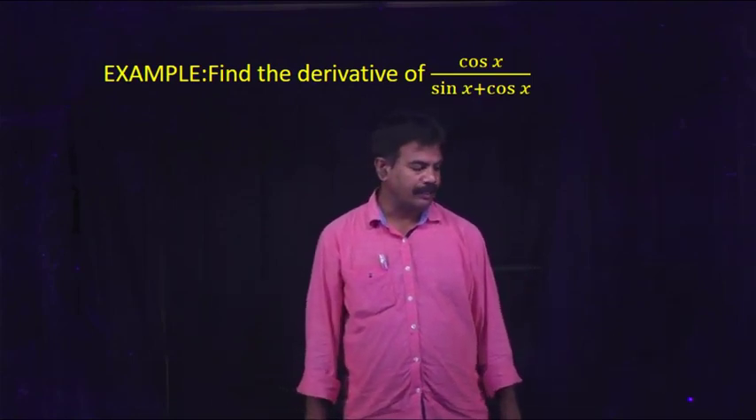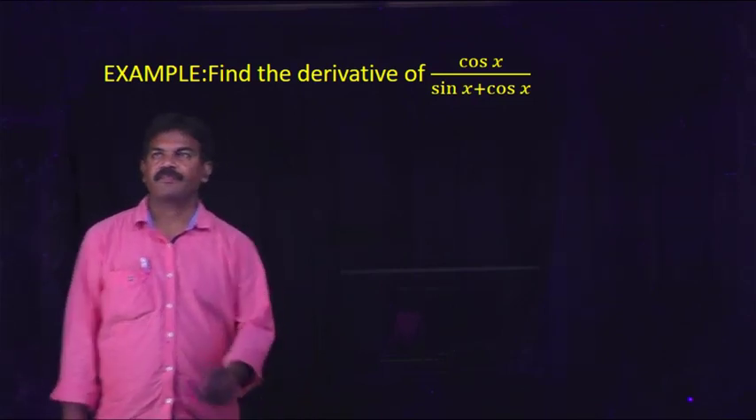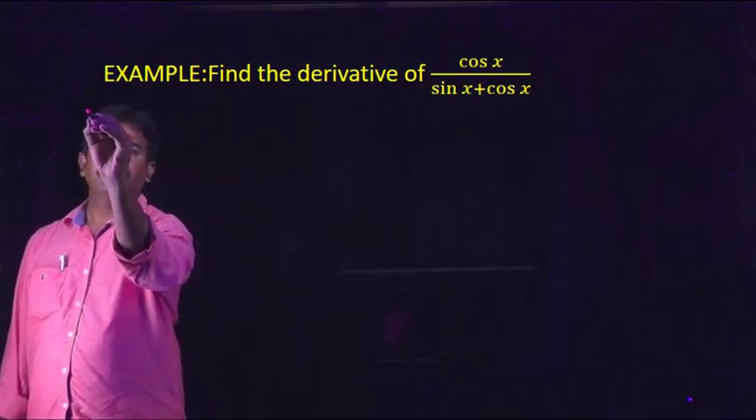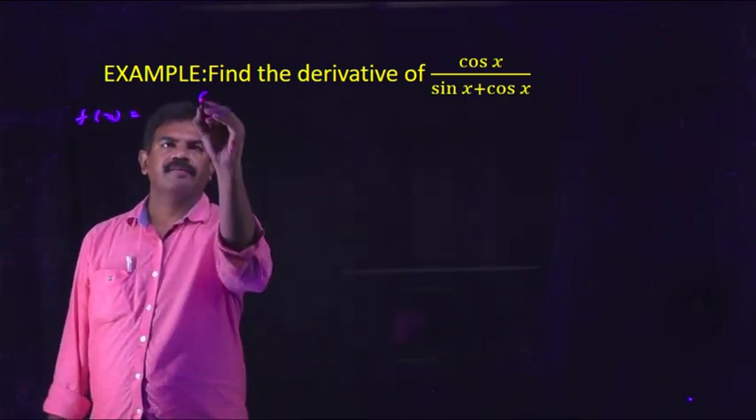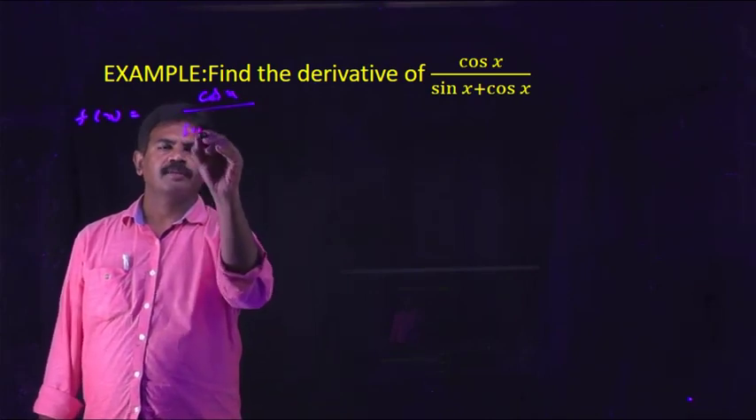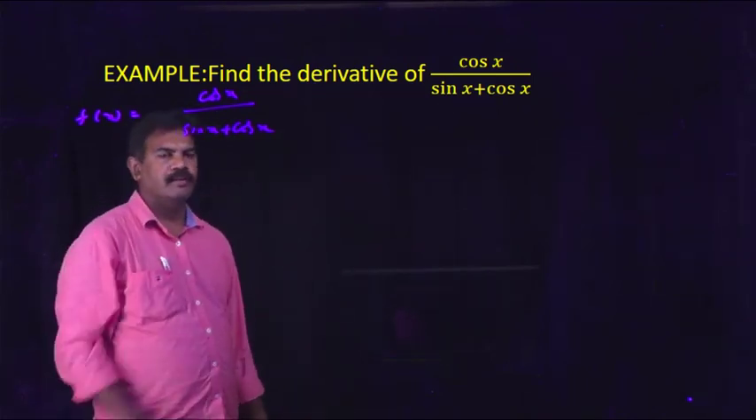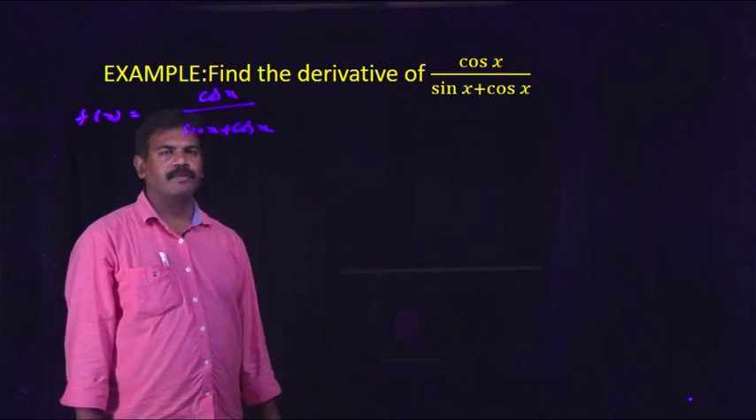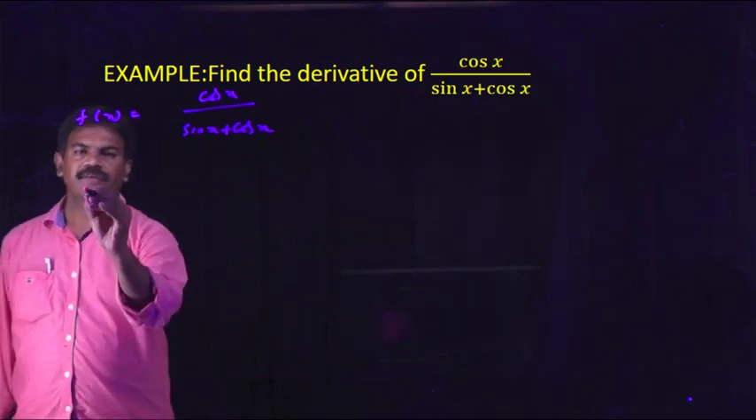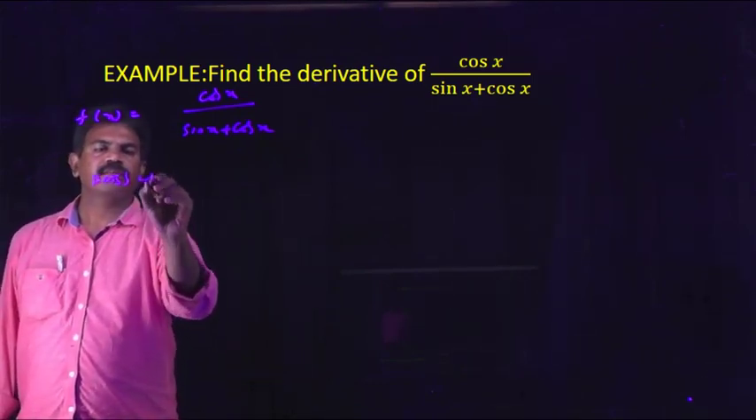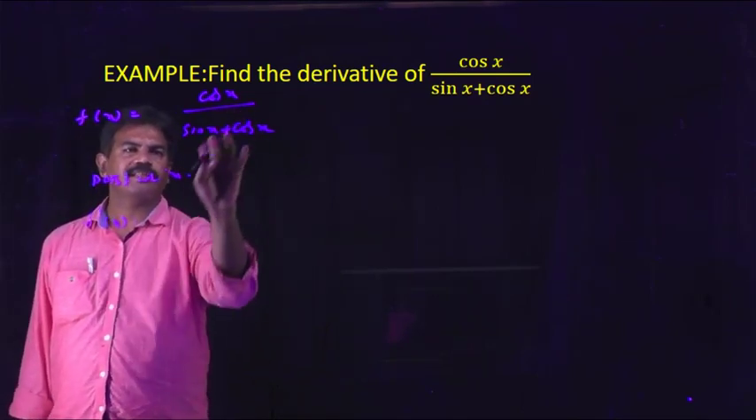Now we take another example: find the derivative of cos x / (sin x + cos x). That is, given that f(x) = cos x / (sin x + cos x). It is in the form of u/v. We know the formula for the derivative of u/v, that is [v·du/dx − u·dv/dx] / v². So differentiating on both sides with respect to x, f'(x) is u/v, where u is cos x and v is sin x + cos x.